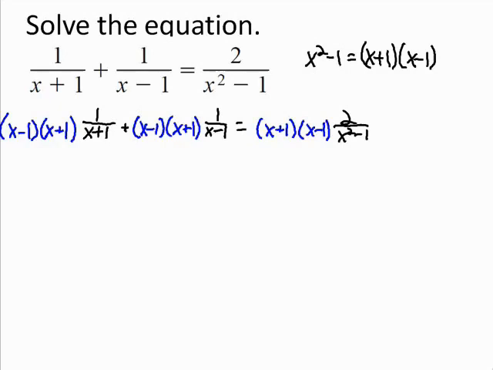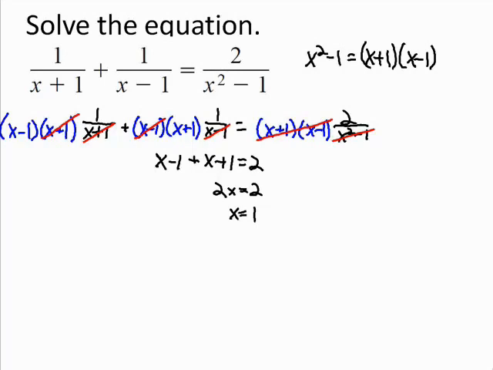In the first term on the left side of the equation, the x plus 1's cancel out. In the second term on the left side of the equation, the x minus 1's cancel out. And on the right side of the equation, the x plus 1 times x minus 1 and the x squared minus 1 cancel out. You are left with x minus 1 plus x plus 1 equals 2. Combine like terms. 2x equals 2. Divide each side by 2.